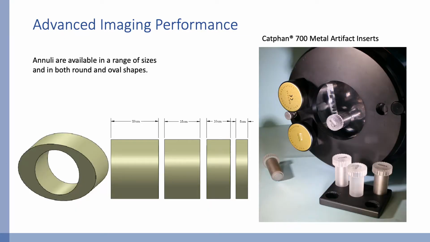For example, the CAT-FAN 700 Phantom is available with a range of accessories, including inserts for testing image protocols with metal artifact compensating algorithms and a range of body annuli to simulate additional attenuation found in the patient population.